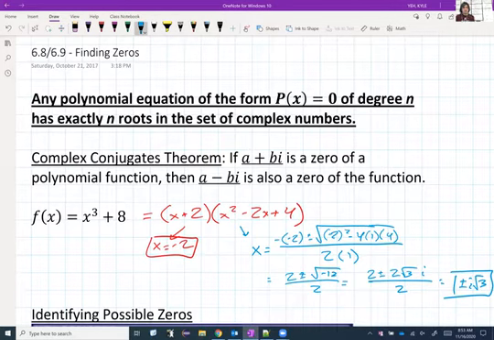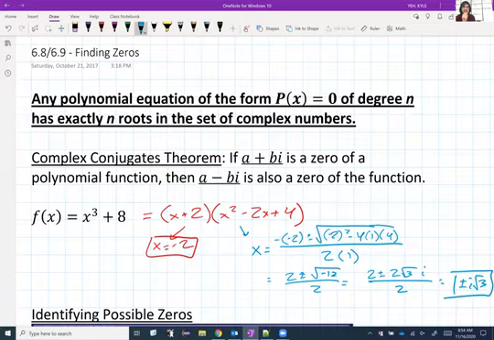Now, there's a theorem up on the screen here, the complex conjugates theorem, which is something you might have picked up on already. But again, I like to formalize it and say, yep, you might have had this gut feeling, but it's definitely true. The complex conjugates theorem says if a plus bi is a solution, a root, a zero, then a minus bi has to be one as well. They come in pairs. So a plus bi, a minus bi.